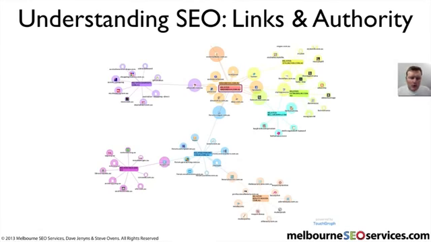Probably the most difficult concept to understand in your rankings is the bit that you can't control on your own site, and that is getting links to your site from other sites on the web. There are two real concepts that come into this: one is trust, and one is authority.